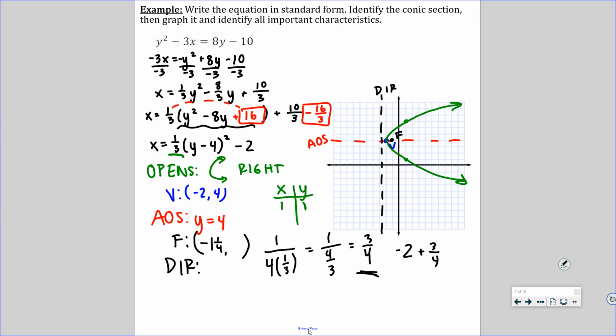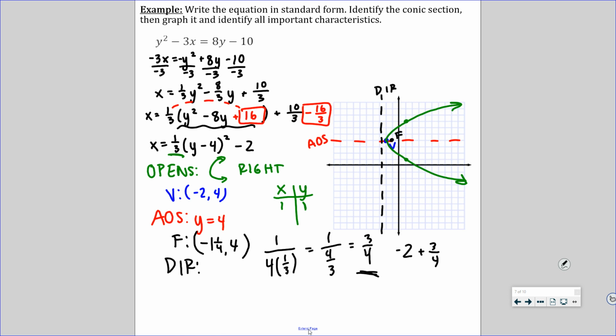What's the y coordinate of my focus? It's going to be 4. Good. Focus is a point, and directrix is a line. Some of you, on the very first quiz we took, gave me your directrix as a point, as an ordered pair.